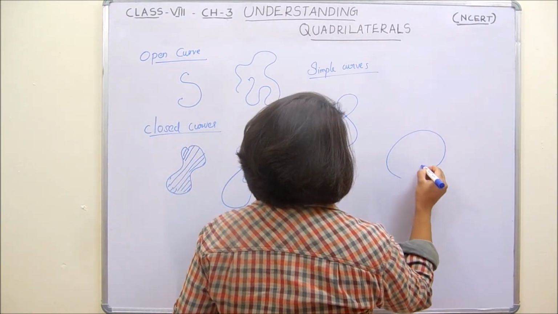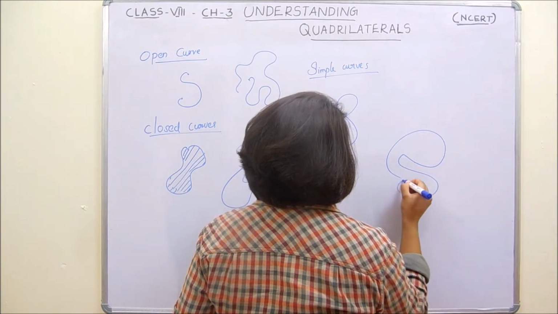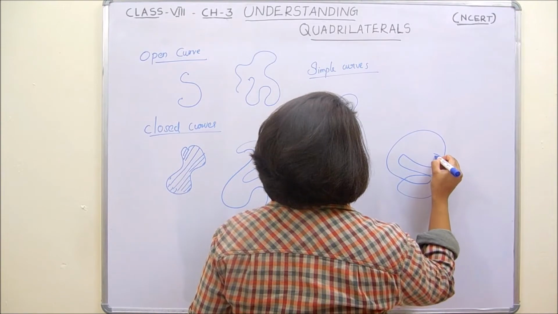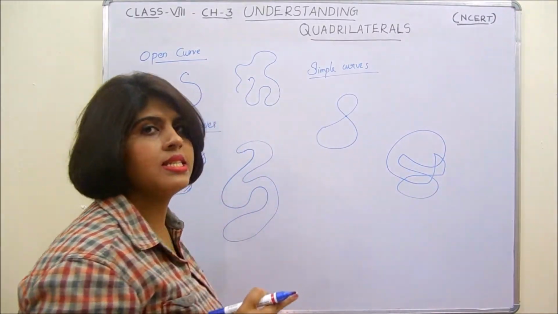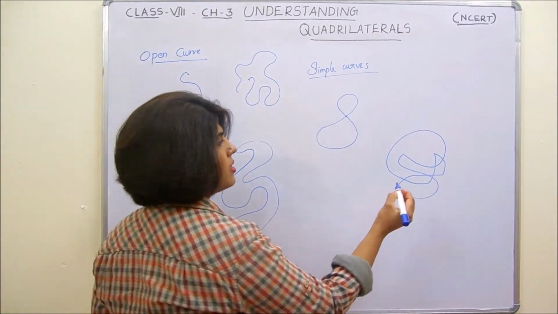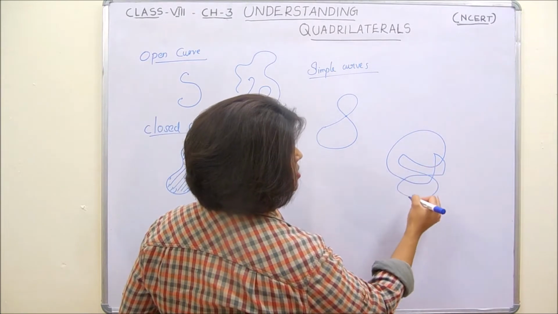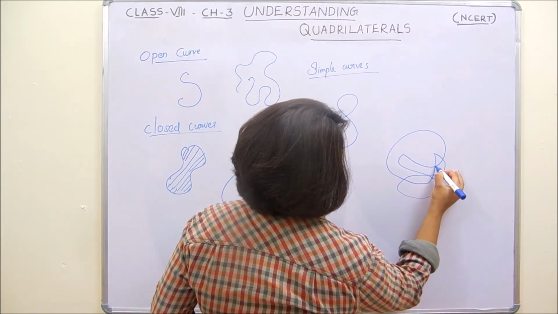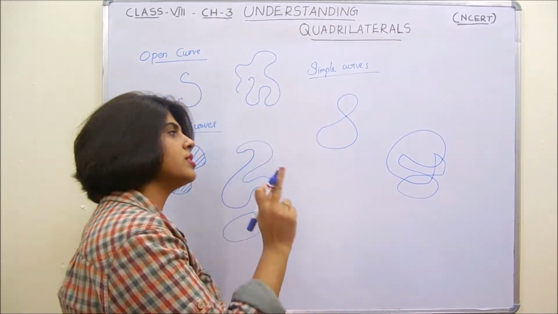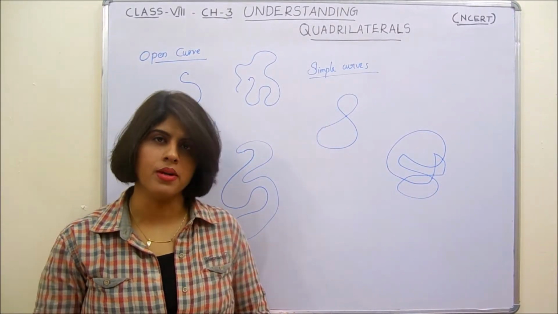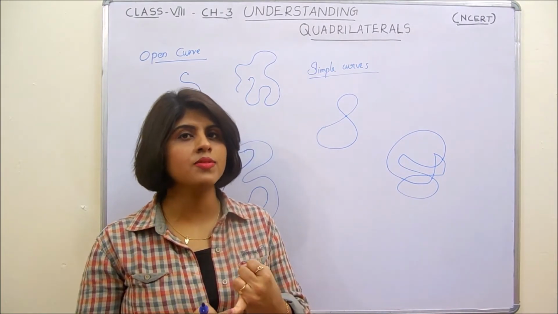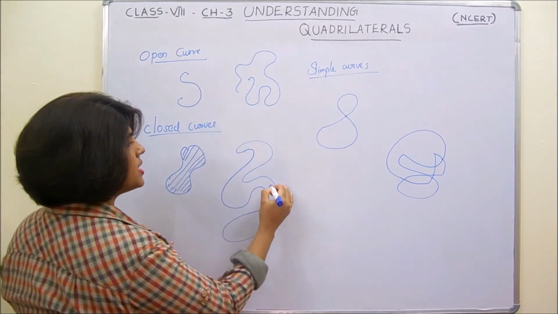If we are considering this, this is also not a simple curve, because here this curve itself is intersecting at many points. 1, 2, 3, 4, 5. Right? So this is also not a simple curve. A closed curve has three parts. One is interior of the curve. This is interior of the curve.